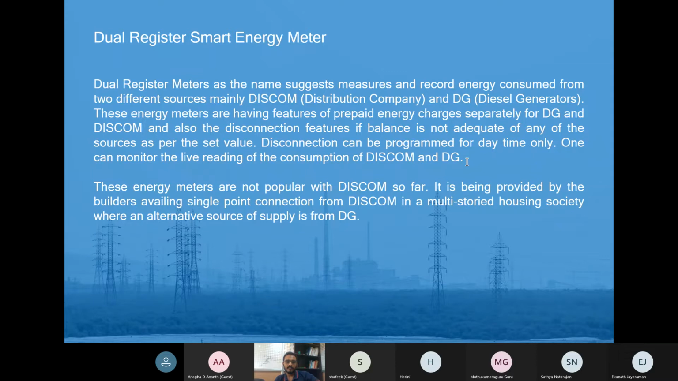Disconnection can be programmed for daytime only. One can monitor the live reading of the consumption of DISCOM and DG. These energy meters are not so popular with DISCOM so far. They are being provided to builders to avail a single point of collection from DISCOM in multi-storied housing societies where the alternative source of supply is from DG. So one source is from the utility and one is from the generators, and the meter monitors in between.